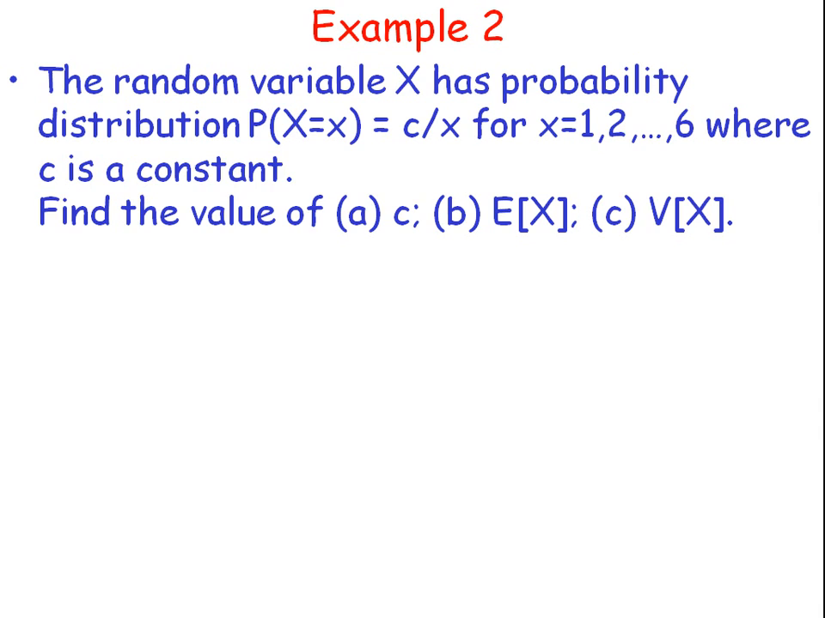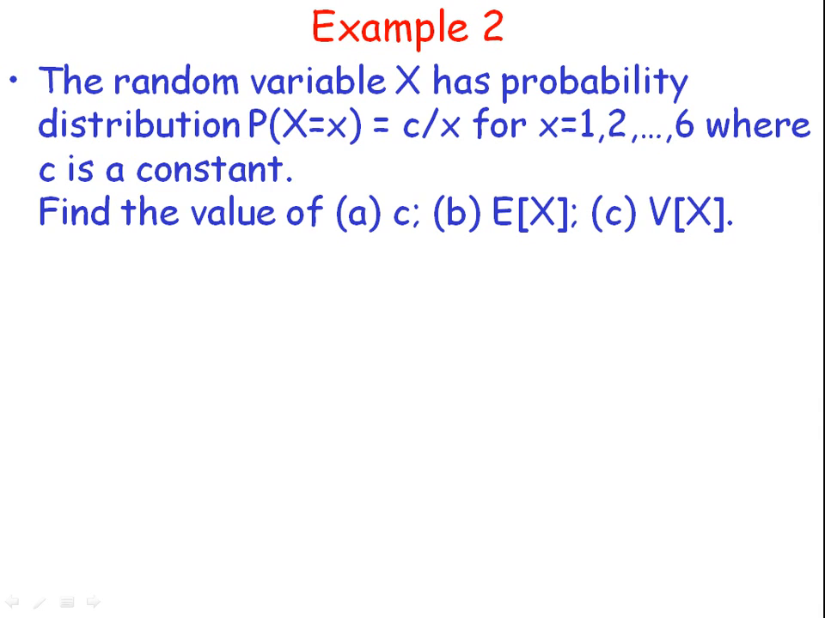A second example on expectation and variance with probability. You might be presented with a question like this. The random variable x has a probability distribution. The probability x takes any specific value is c divided by x.